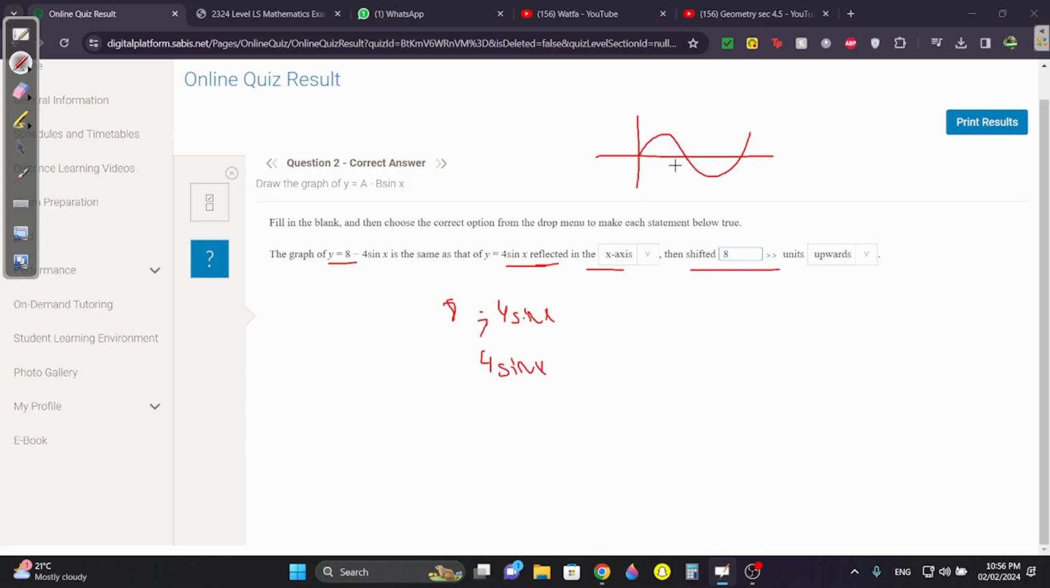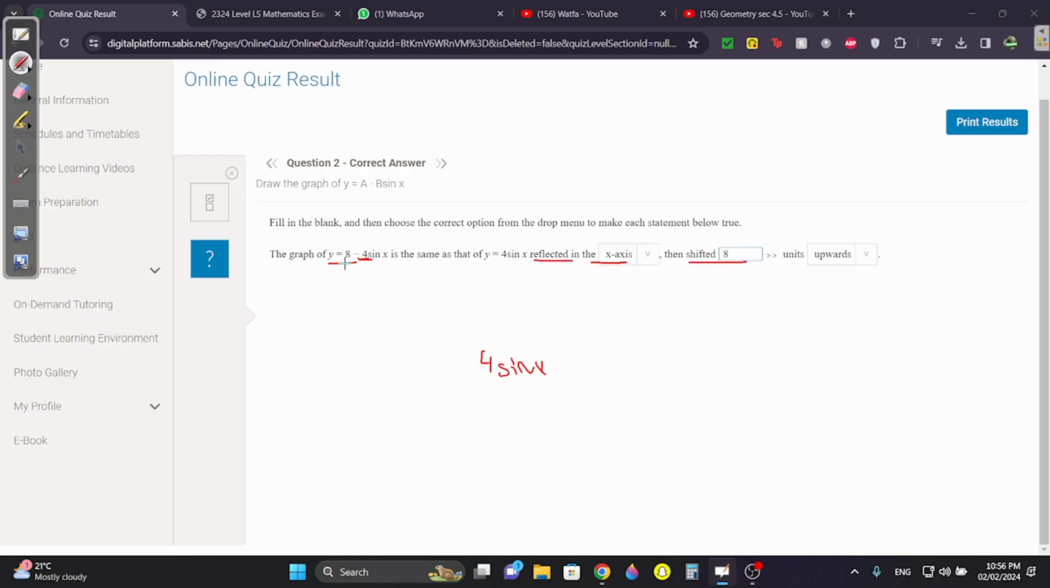So let's say this is the graph, it becomes now, instead of going up, it starts going down first, and it goes up. This is what minus sine x looks like. When you have a minus beside it, you're reflecting it about the x-axis. Reflecting about the x-axis means you're flipping it upside down. So this minus 4 sine x means you're reflecting it on the x-axis.